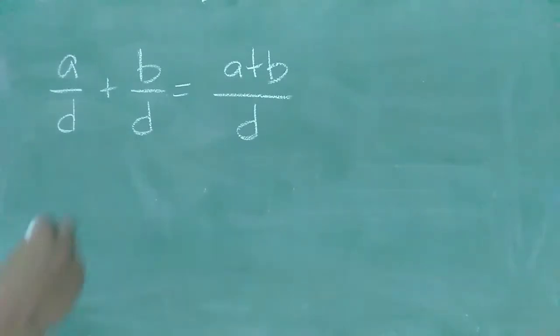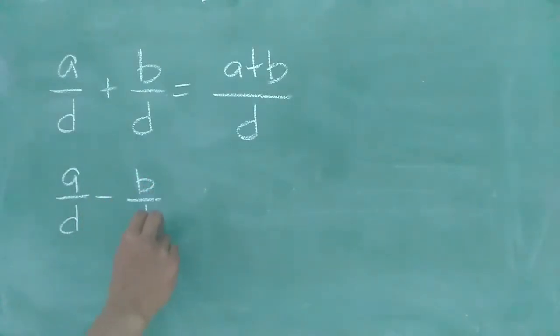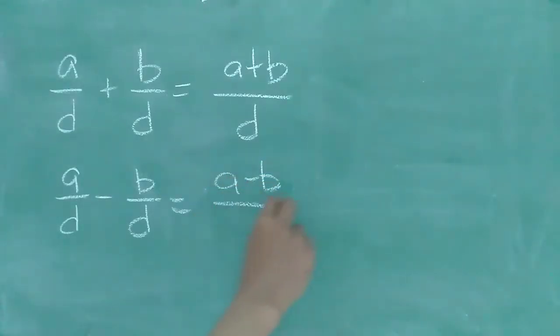So A over D plus B over D, we're just going to have A plus B over D, wherein the denominator is not equal to 0. And the same as subtraction, we have A over D minus B over D equals A minus B over D.